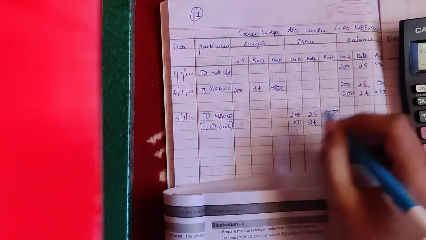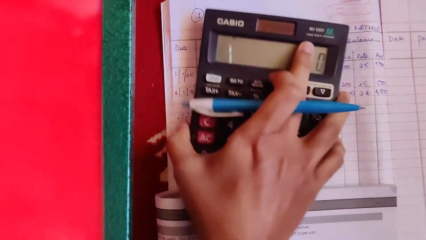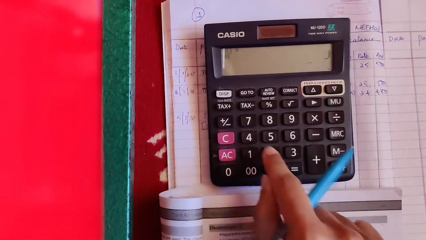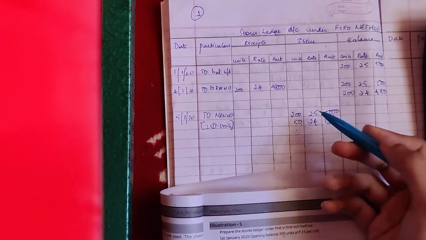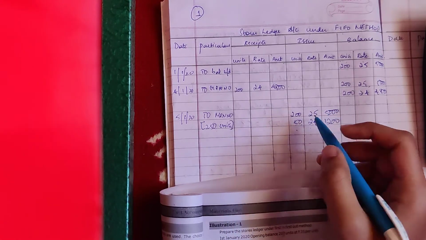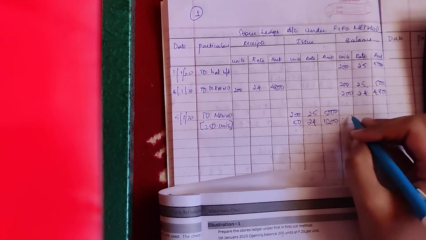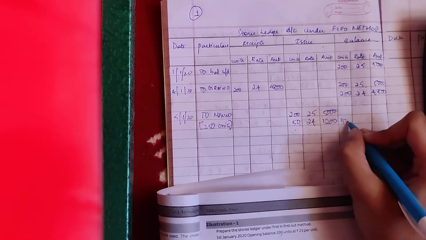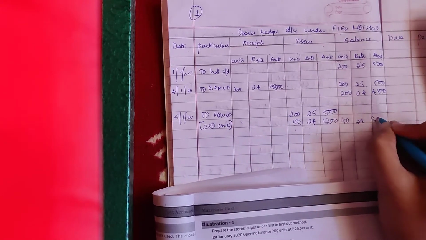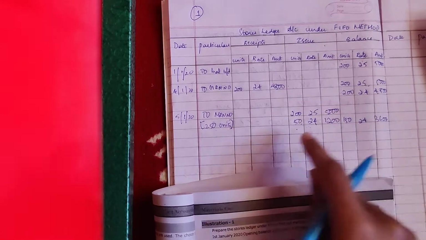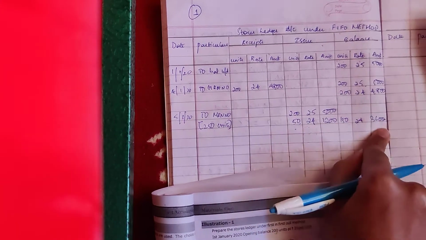So at the rate of 24 you issue only 50, and 50 at the rate of 24 will give you 1,200. Now how much balance is remaining from this rate? It is 150 which is remaining. 200 minus 50, you will have 150 remaining at the rate of 24. 150 into 24 is 3,600, which will be your balance. In this particular row, you need to take down the balance which is left.